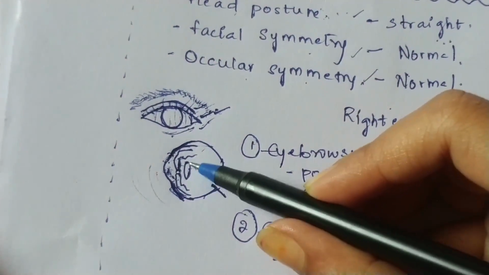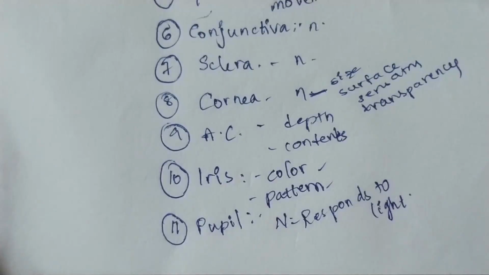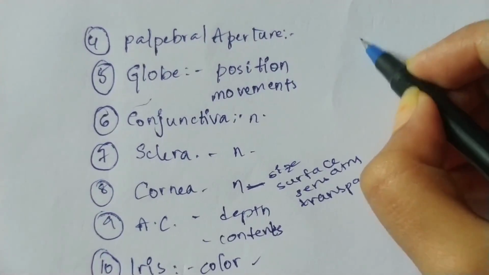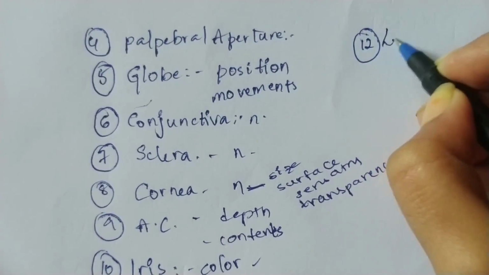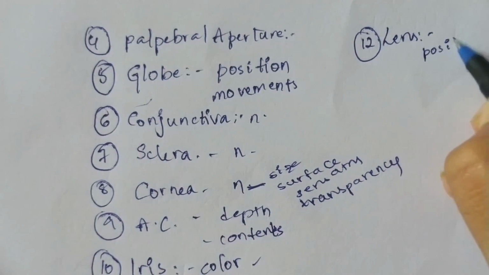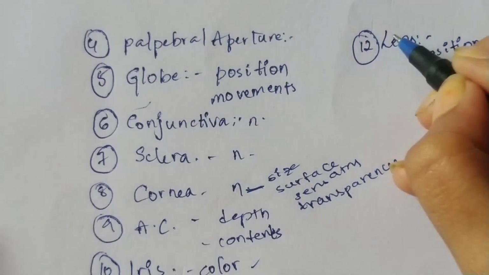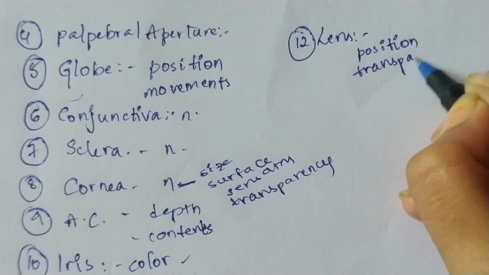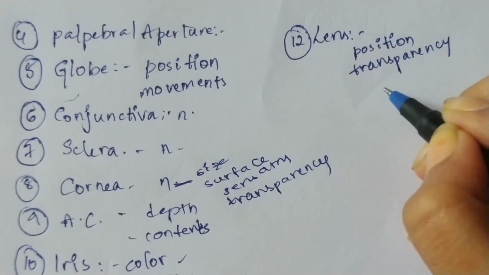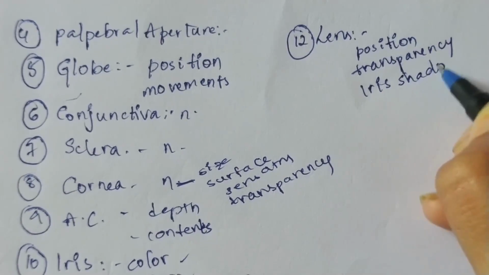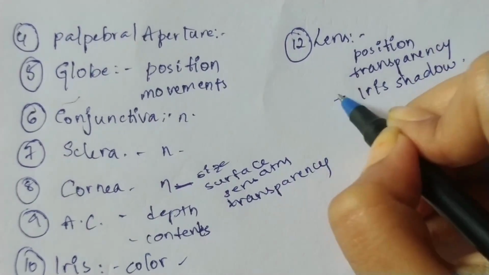And what is this? This is lens. We will write here lens. What will you see in lens? Its position, its transparency, iris shadow. What is iris shadow?